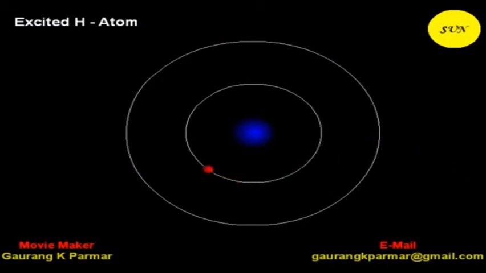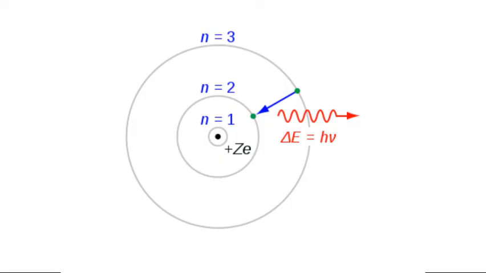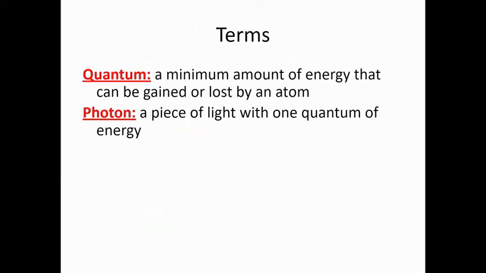And so that photon is a piece of light with one quantum of energy. So it's a point particle that contains a minimum amount of energy. So whatever energy it takes, for example, in hydrogen, for an electron to move from level 2 to level 3, that's a quantum of energy. And as it falls back down to its original energy level 2, it gives off that quantum of energy in the form of a light wave.